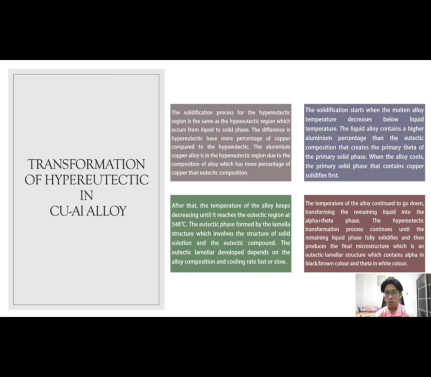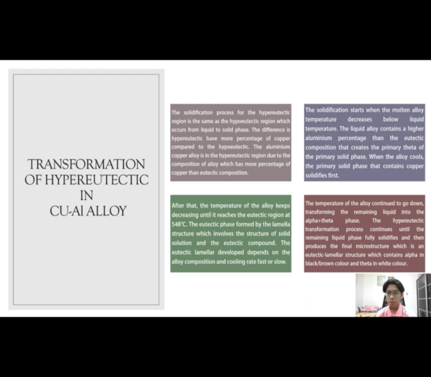The liquid alloy contains a higher copper percentage than the eutectic composition, which creates the primary theta as the primary solid phase. When the alloy cools, the primary solid phase that contains copper solidifies first. Then the temperature of the alloy keeps decreasing until it reaches the eutectic region at 548 degrees Celsius. The eutectic phase is formed by the lamellar structure, which involves the structure of solid solution and the eutectic compound. The eutectic lamella develops depending on the alloy composition and cooling rate, fast or slow. The temperature of the alloy continues to go down, transforming the remaining liquid into the alpha and theta phases.